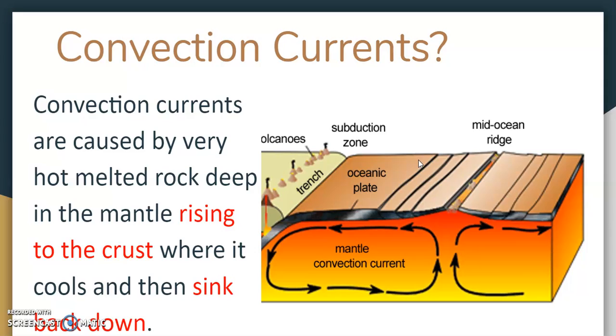The convection currents, again, are hot melted rock deep in the mantle rising to the crust, and then it cools because it makes contact with cooler material, like the mantle, versus the deep core of the Earth, which is as hot as the surface of the sun. So this mantle convection current is always moving. Again, it is liquid rock, so it moves slower than water, so the plates don't move that quickly, but they all move constantly.